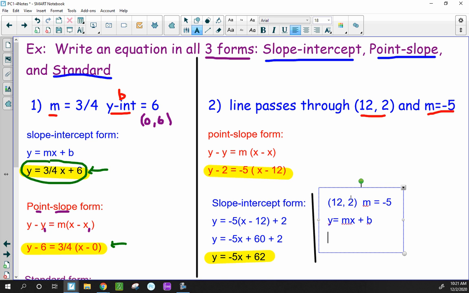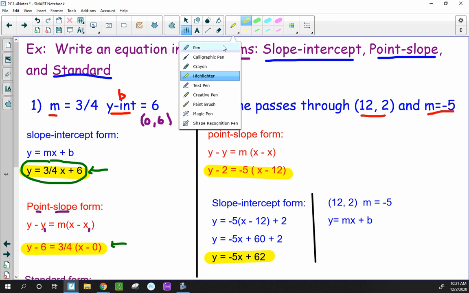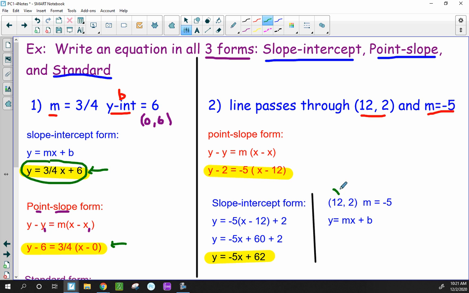(12, 2), if I picture that in my head where that is graphed on a coordinate plane, that is definitely not on top of the y-axis, and that's what a y-intercept is. So I'm missing a b. What I can do is take the information I have in this problem and find the b next. So here's my x, here's my y, here's my slope. So put 2 in place of y. You can put -5 in place of the m. x is 12.